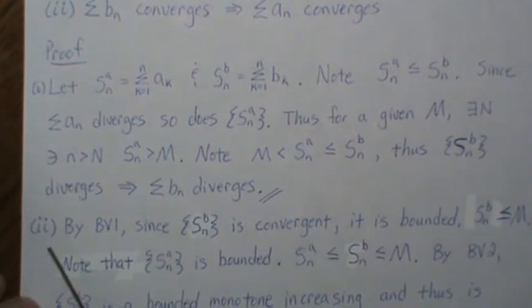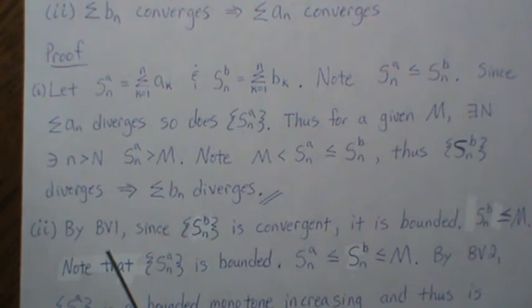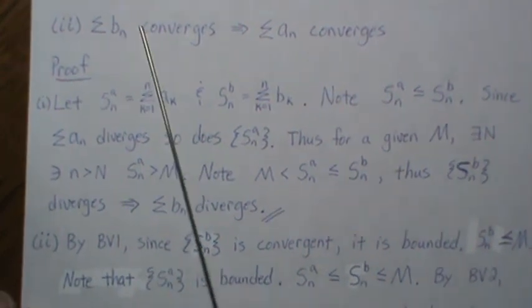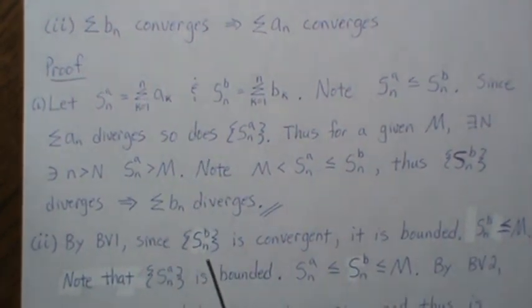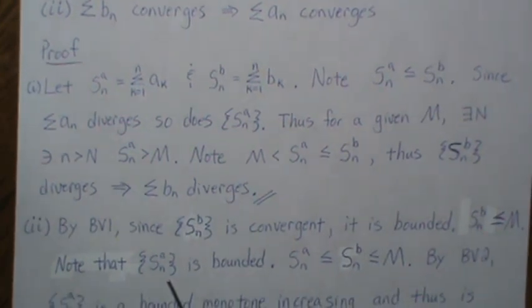Now, part 2. By background video 1, bounds on a convergent sequence of real numbers: remember we're assuming that B_n converges, so this partial sum S_n^B is convergent. And since it's convergent, it is bounded by some m. So m bounds S_n^B. Now note that S_n^A is also bounded, because the partial sum of A is less than or equal to the partial sum of B, which is bounded by m. So S_n^A is bounded.